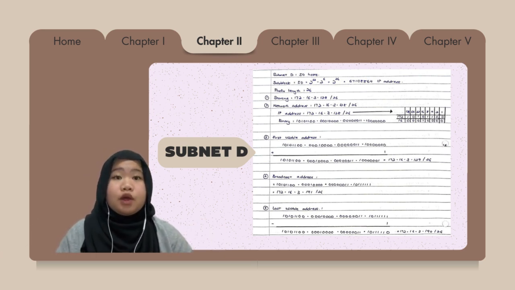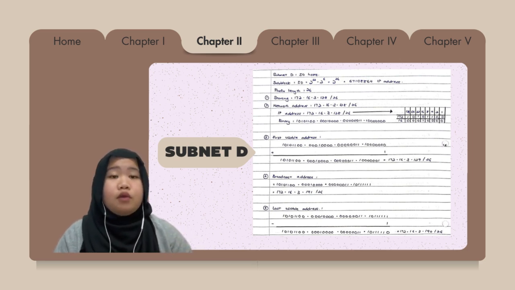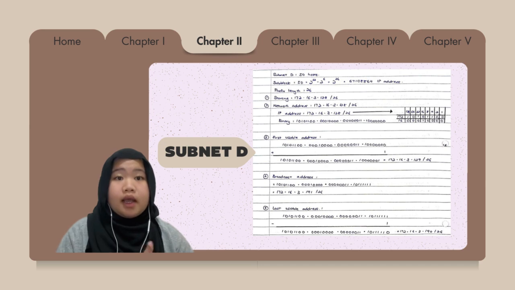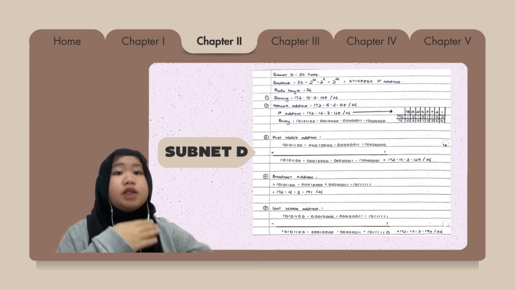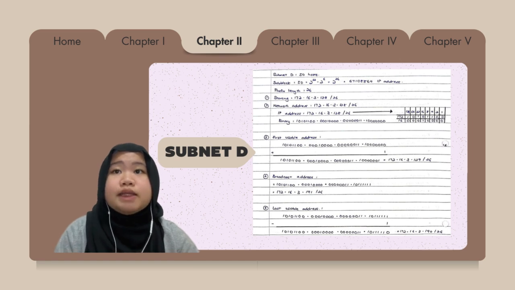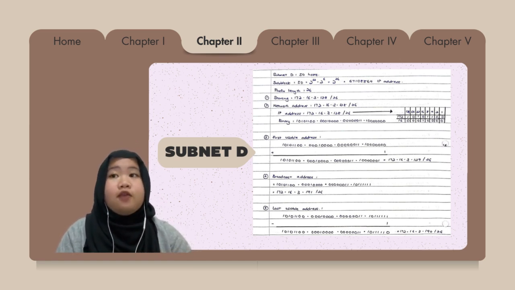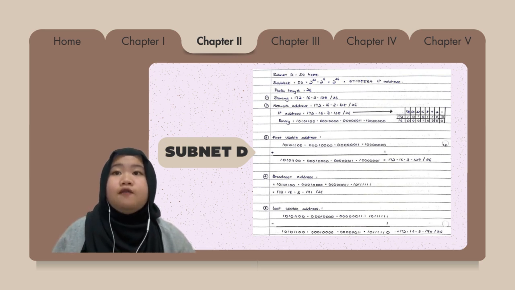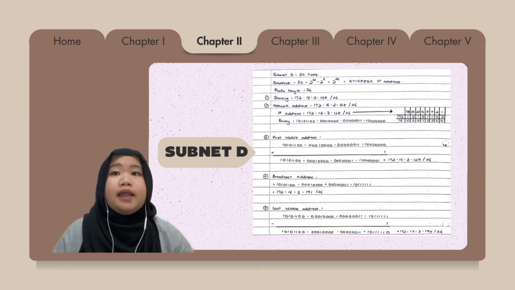And then next we're going to find the first usable address. Just like before, we have to change the network address to the binary form first, and then we're going to plus 1, and then when you've done your calculation in the binary form, you have to change it back to the decimal form. So it would be 172.16.3.126/26.